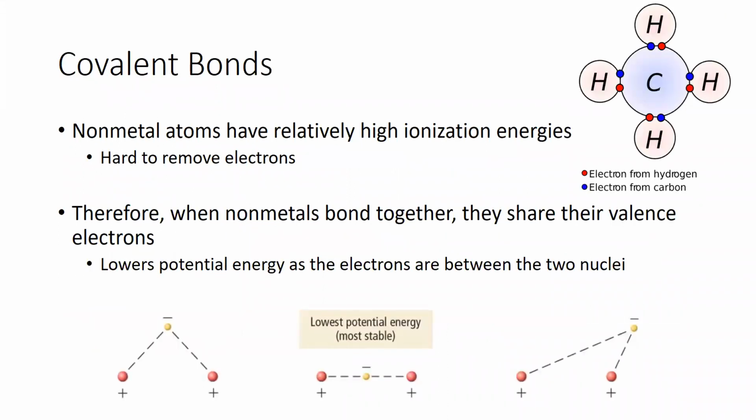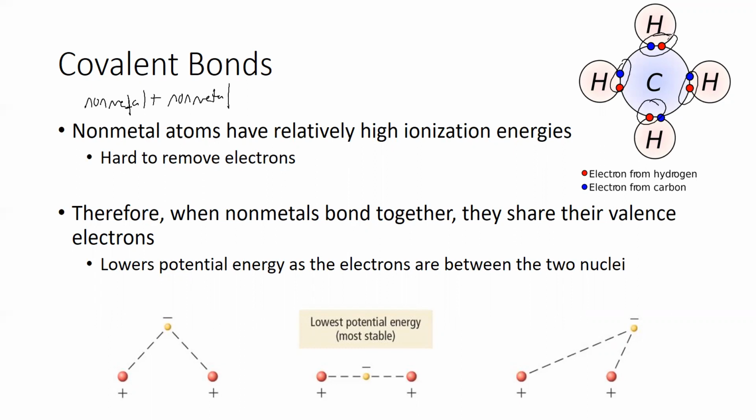And compare that with our covalent bond, which is a nonmetal plus a nonmetal. Covalent bonds are sharing of electrons, like we talked about, right? And here we have CH4. You can see in our Lewis structure, we have 2 electrons being shared between each carbon and hydrogen.